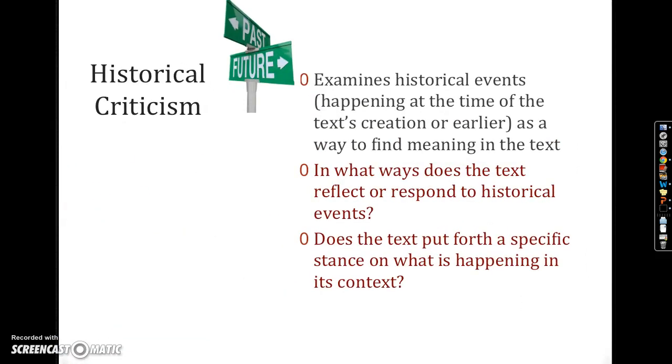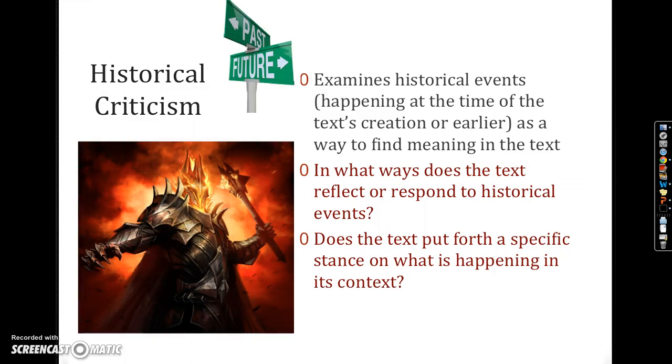Historical criticism examines historical events happening either at the time of the text creation or earlier than the text as a way to find meaning within the text. For example, the terrifying reign of Sauron in J.R.R. Tolkien's Lord of the Rings is in part a depiction of Hitler and Nazi control over Germany in the years leading up to World War II.